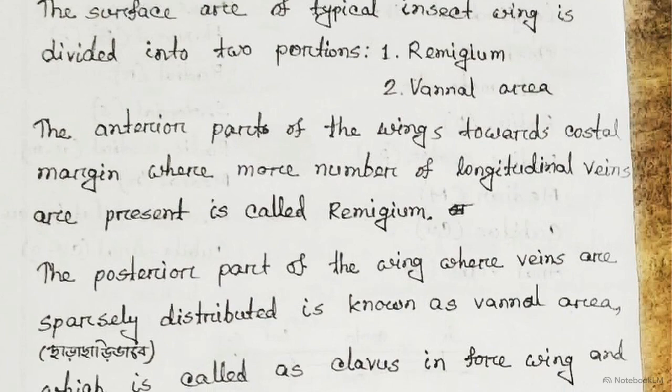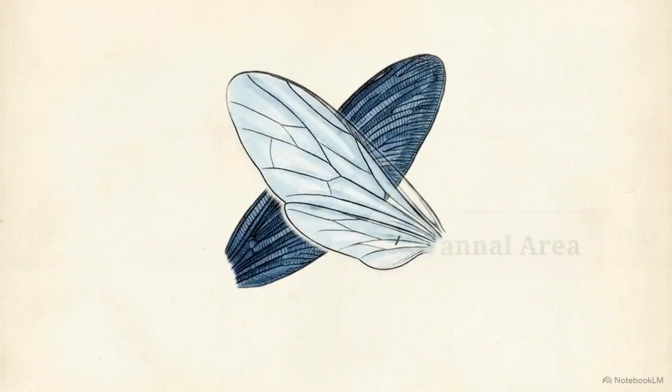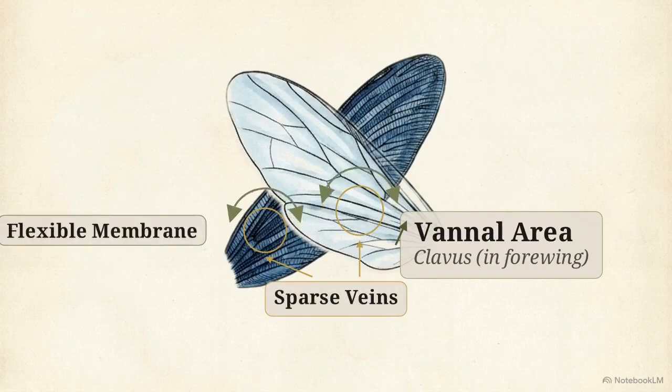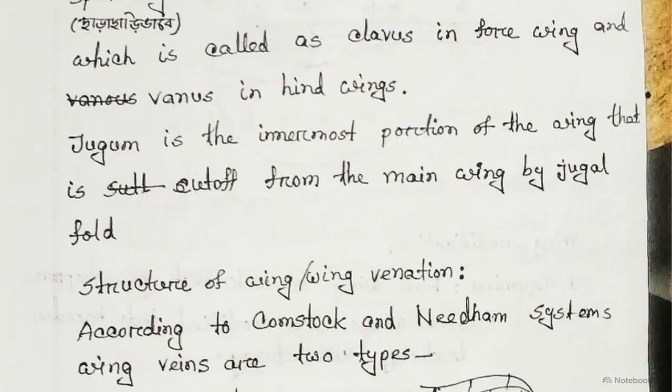This is the stiffest part, packed with the highest number of longitudinal veins, providing primary aerodynamic lift. Behind that lies the vanal area, or the clavus in the forewing. Here, the structural veins are much more sparsely distributed, allowing the membrane to flex. Tucked at the very base, closest to the insect's body, is a small lobe called the jugum. It is separated from the main surface by a crease known as the jugal fold.